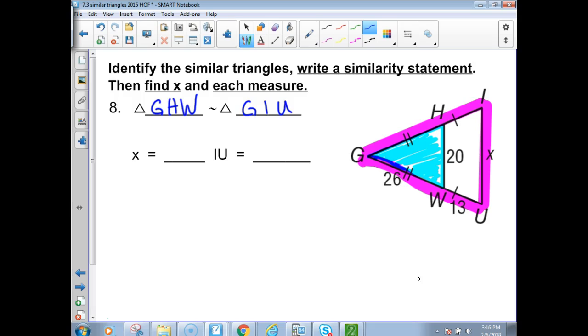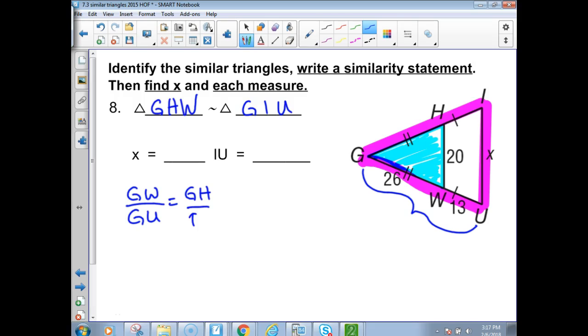Okay. How am I going to do a proportion to find X? If I'm comparing the sides, it's GW. It compares to what side? This is the tricky part. It's GU. Because you're doing blue triangle to pink triangle, you can't just do this little piece. That 13 wouldn't cut it. So we need to figure out what G to U is. So GW is to GU as, and I'll go over here, GH is to GI.